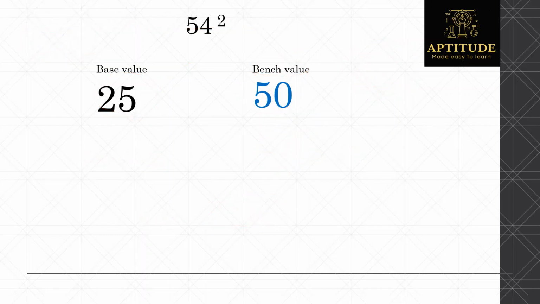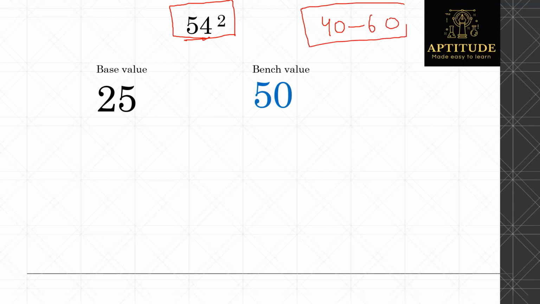See this, 54 square. Now I should find 54 square. First check whether it is in the range of 40 to 60. Yes, it is. Now find the difference. 54 and 50 means 4 is the difference. Is it greater or lesser? It is greater, so plus 4. So what should I do now? Add this 4 to this 25, because it is plus, I'll add it to the base value. So 25 plus 4 is 29.